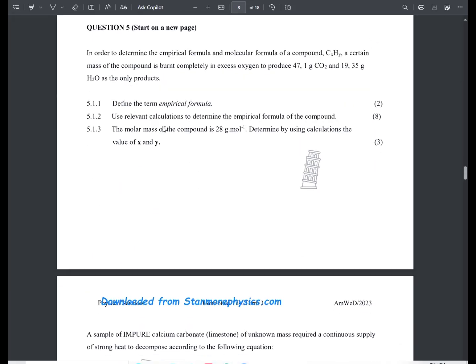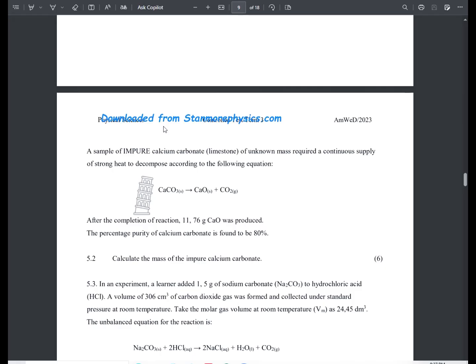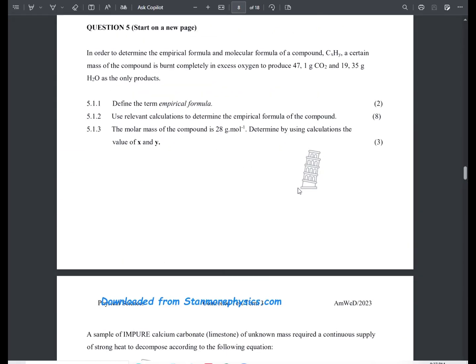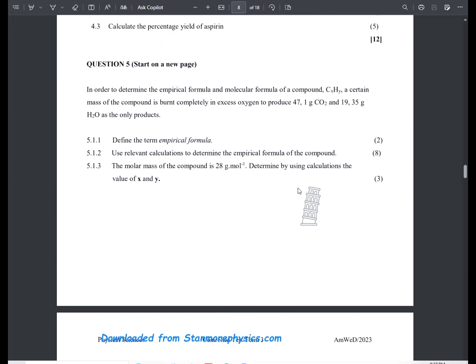Again, let's continue with question 5. So we have a nice deal of a question here for 8 marks. Question 5 says, in order to determine the empirical formula and molecular formula of a compound CxHy, a certain mass of compound is burnt completely in excess oxygen to produce 41.1 gram of carbon dioxide and 19.35 gram of H2O as the only products. Then 5.1.1 says, define the term empirical formula.